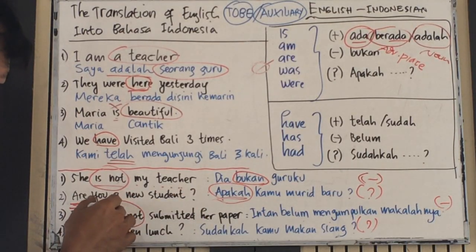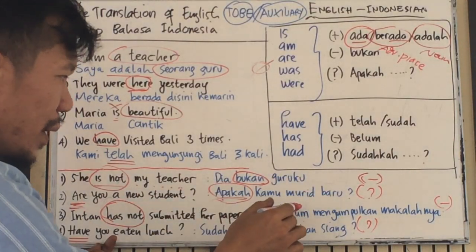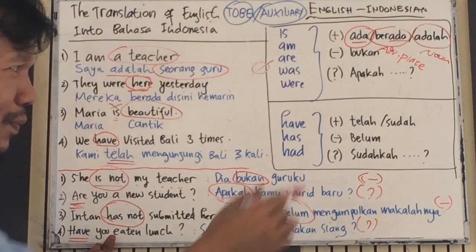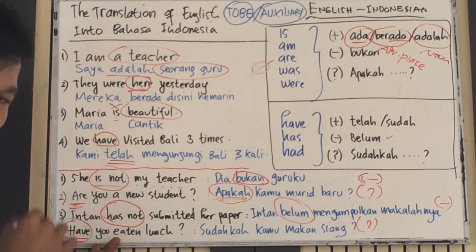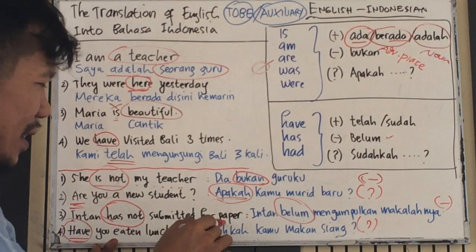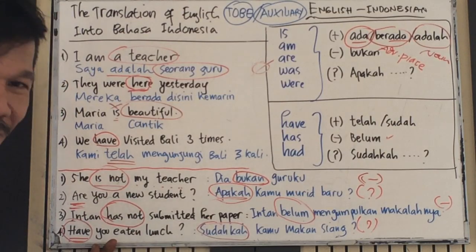So if we use have, has, had plus not, meaning negative, we translate into belum. But if have, has, had are put in front of the sentence, meaning they are questions, we translate into sudahkah.